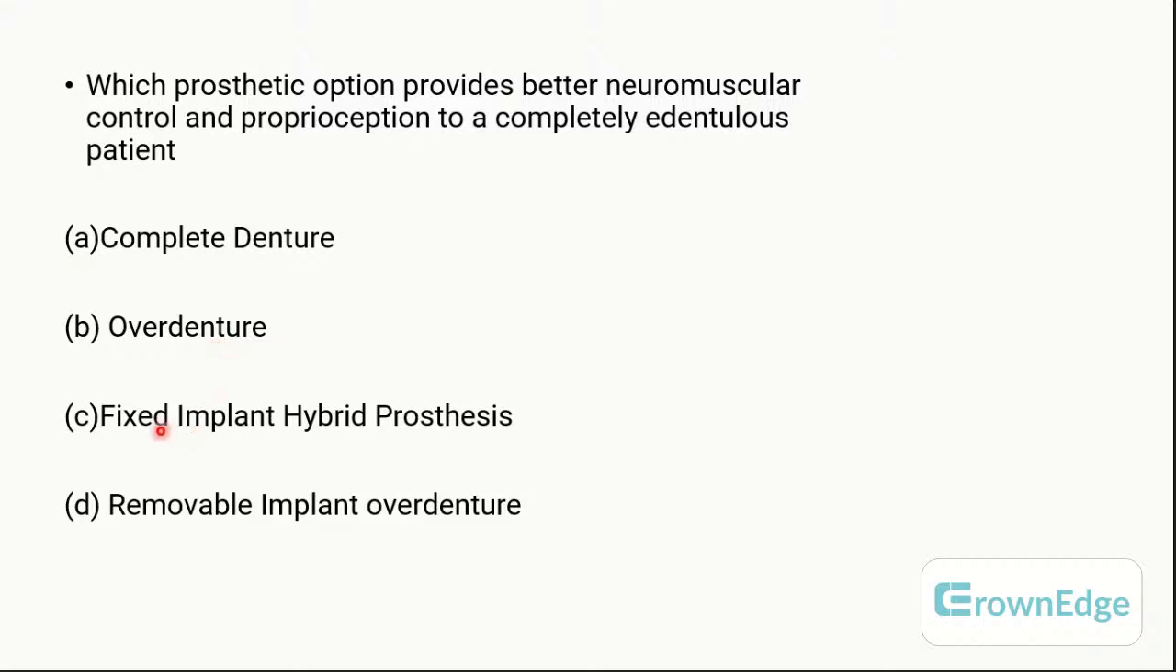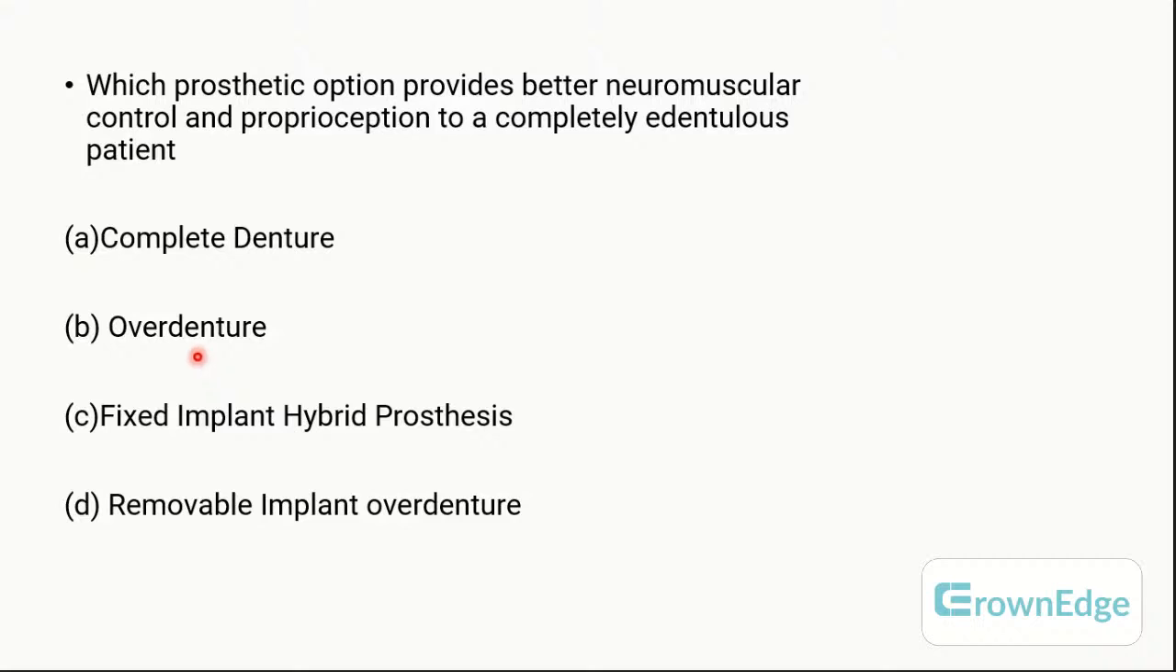The second one will be a fixed implant hybrid prosthesis. The third one will be a removable implant overdenture. And the fourth one will be a complete denture. Complete denture has zero neuromuscular control and proprioception abilities. The patient learns those abilities over time. But your tooth-supported overdenture is your best answer.